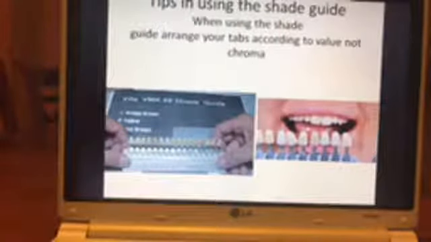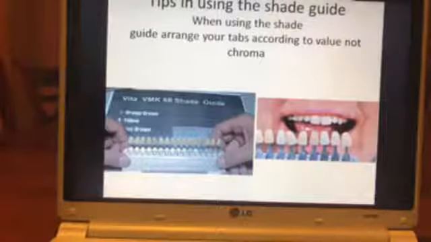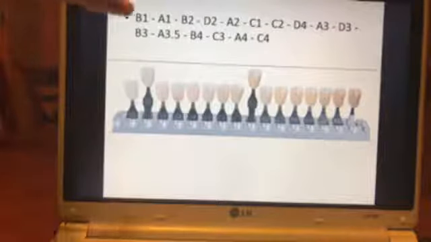If you decided to use the shade guide, which I don't use, but some people like it, I don't want to confine somebody to my way. I'm only opening the way and everybody will select his own way. So if you are using the shade guide, please do not use it the same way that it comes from the company, because the company arranged it according to the chroma. A1, A2, A3, A4.